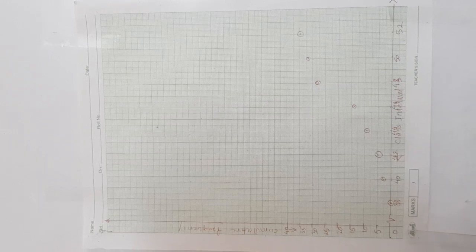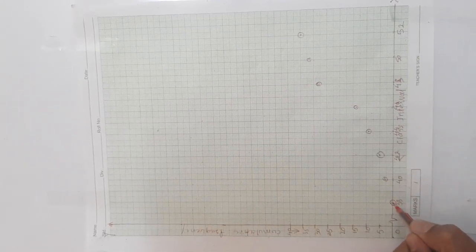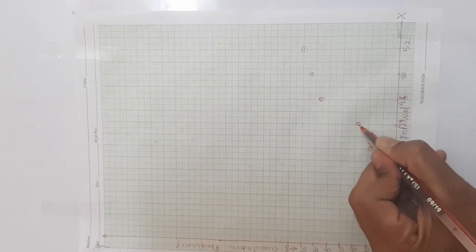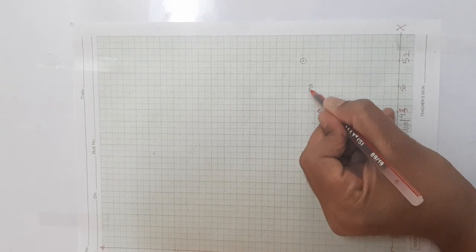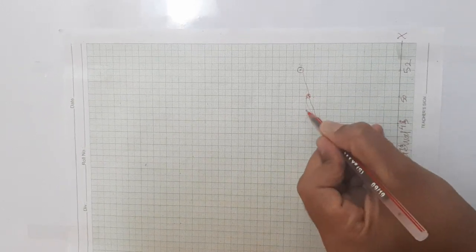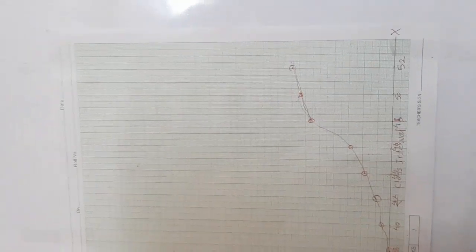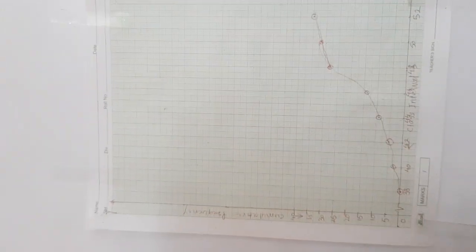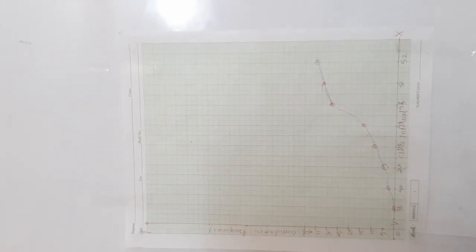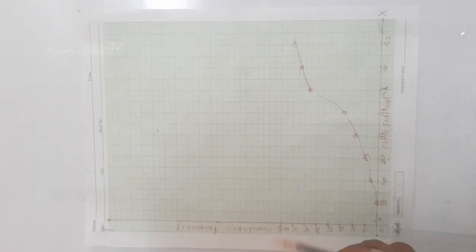Now what I will do, I will join it freehand. See the way. Actually it should be like this, okay? So this is looking like an S. So this is the way to find the less than type ogive. But the question says that we have to find the median on the graph.